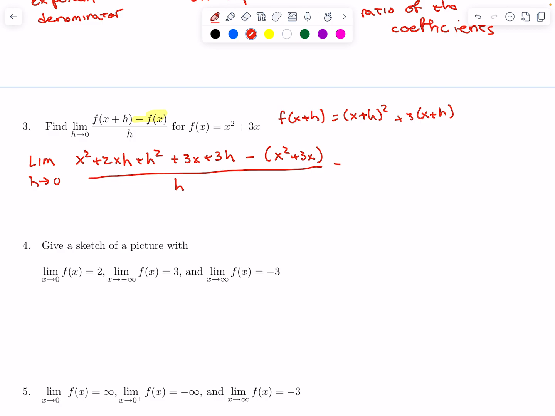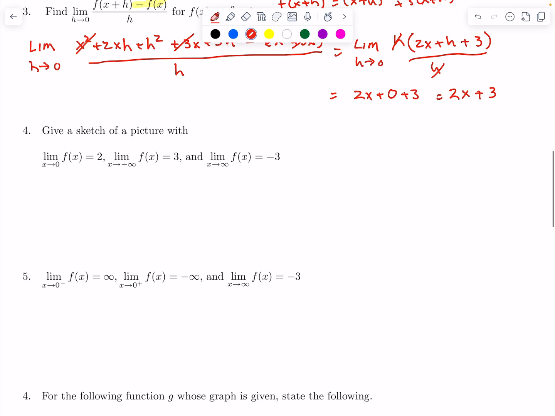And then anything that doesn't have an h should cancel. Look at that. The x squareds cancel. And 3x minus 3x cancels. I'm going to go ahead and factor the h out of the top. Don't forget the 3. Once you've factored and canceled, you can plug in, and you get the derivative. It's a miracle. Done that a zillion times.